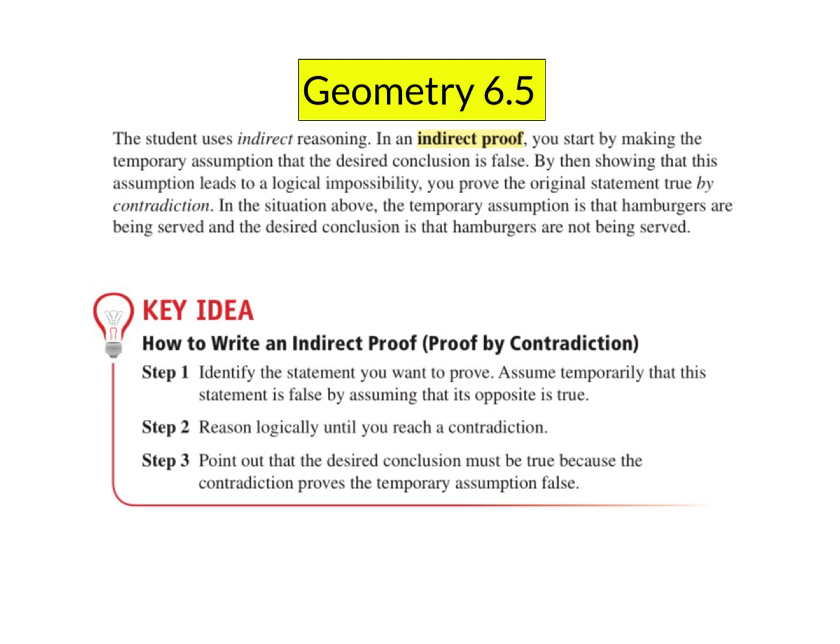So down below here we have the key ideas to writing an indirect proof. Identify the statement you want to prove, and then temporarily assume it's false. That's the first step. Second, reason logically until you reach a contradiction. So you keep going until you can contradict what you just said was true. Point out that the desired conclusion must be true because the contradiction proves the temporary assumption false. So it's kind of backwards.